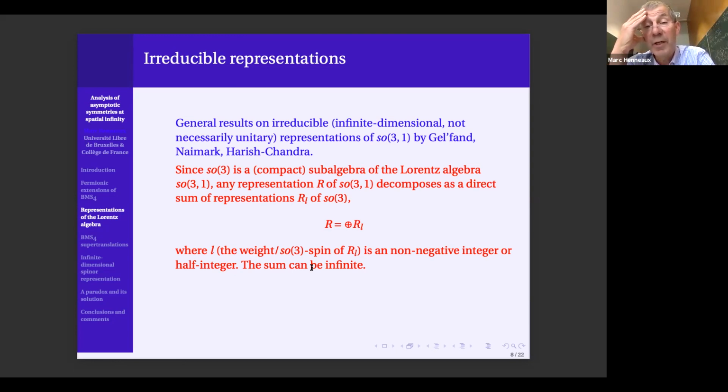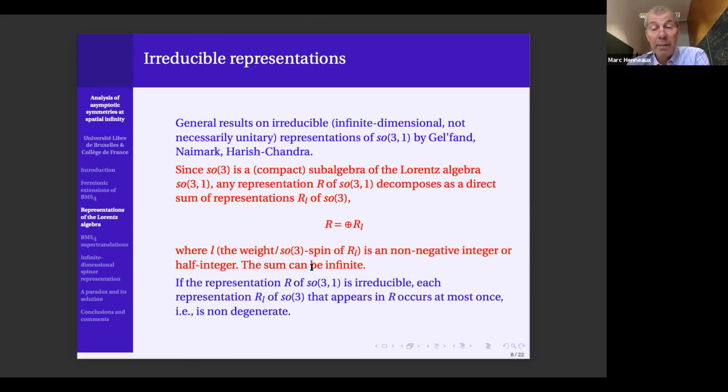And in the case of representation of the Lorentz algebra, a generic irreducible representation of the Lorentz algebra will give you an infinite sum here. You would have many SO3 spins occurring in the decomposition, even if the representation of the Lorentz algebra is irreducible. But one thing that has been shown in this analysis is that if a representation R_L of SO3 occurs, it can occur only once. So it will be non-degenerate. So either it does not occur or it occurs, but if it occurs, it's once.